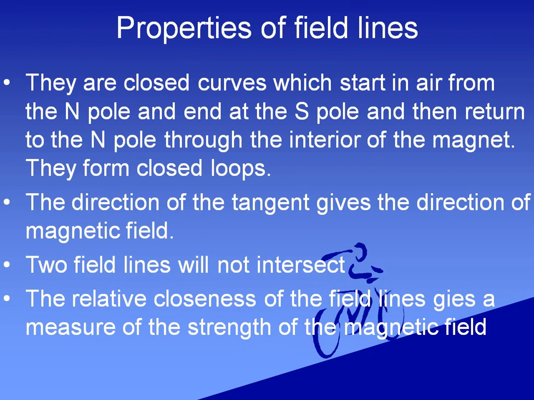And next property, what is it? The relative closeness of the field lines gives a measure of the strength of the magnetic field, which means if the field lines are closer, the magnetic field strength in that region will be more, and if the field lines are much separated in that region, the magnetic field will be weak.